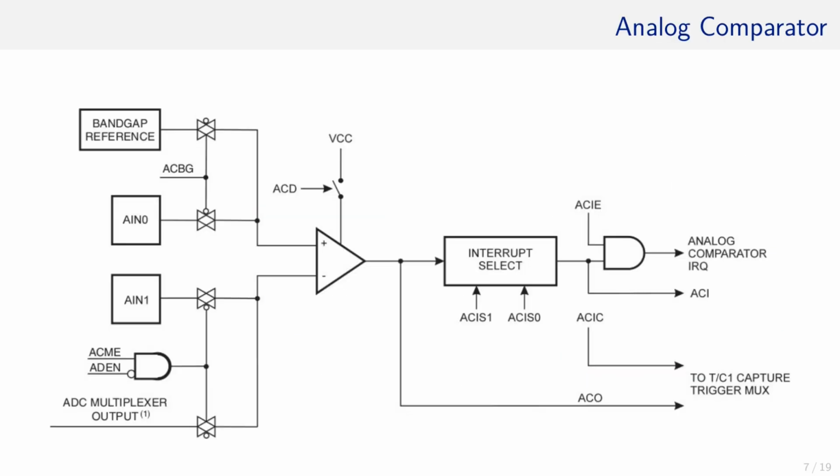And here's the block diagram of the analog comparator in all its beauty. Right here in the middle is the actual comparator. On the left side are the pins ACIN0 and ACIN1. Let's see how we can use it in the ATmega.